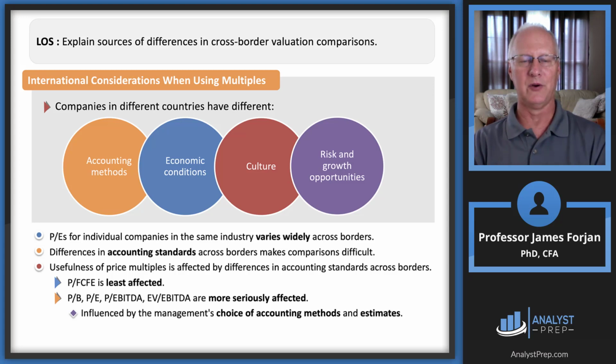So what we need to do is identify those that are least affected, price to free cash flow to equity, but more seriously affected are almost all of the other ones there. So remember, look at that last diamond point. Choice of accounting methods and estimates by management is going to influence those more seriously affected multiples.